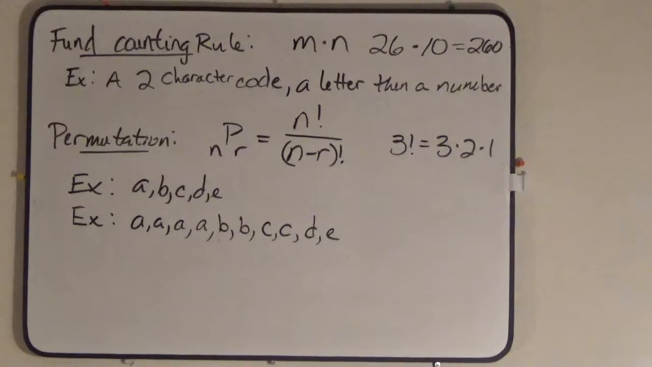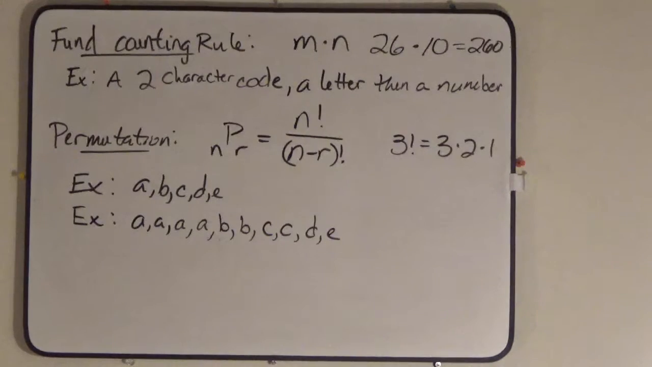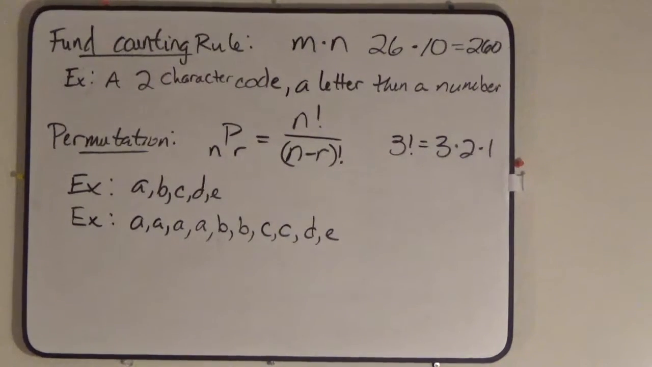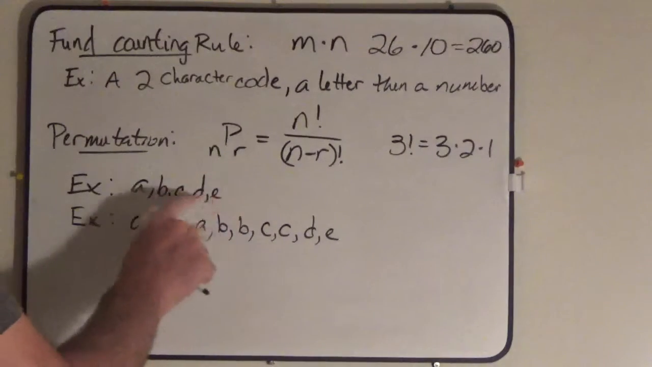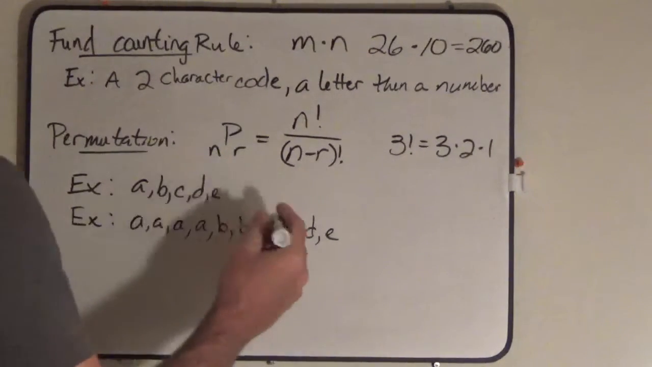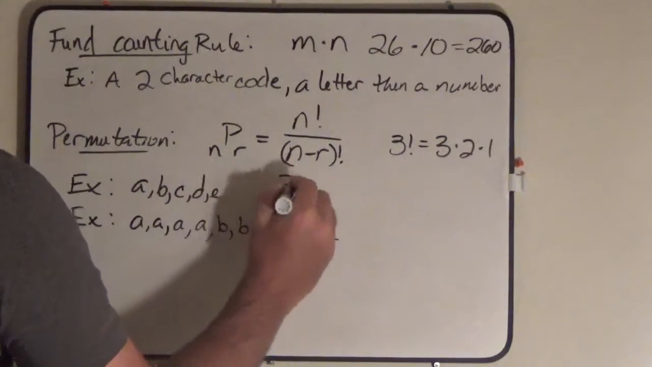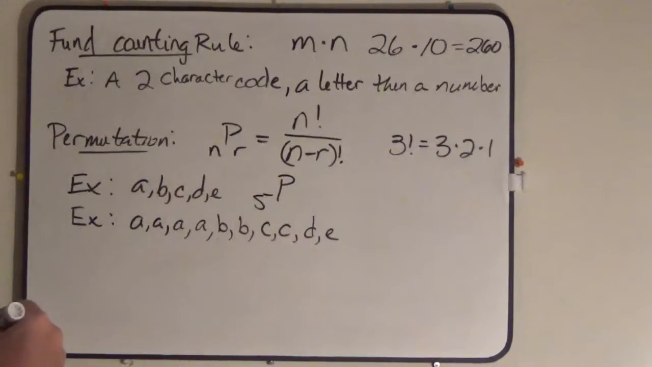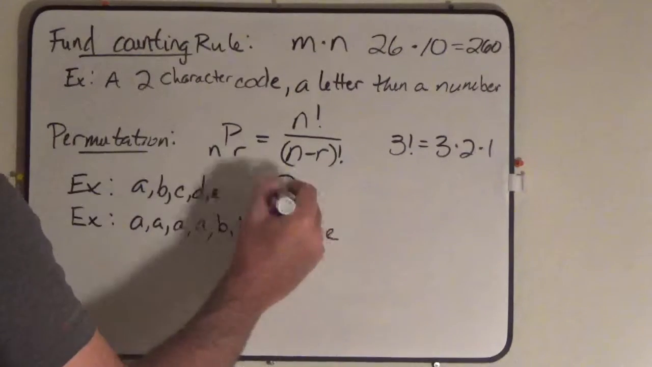Now, looking at the first example, A, B, C, D, E, we have those letters, and we want to know how many groups of 3 you can get. Okay, so there are 5 letters here. So that's my N. That's the complete number of letters, N. So when I set this up, I have my P, 5 is my N, and I want to know how many different groups of 3. So 3 is my R.